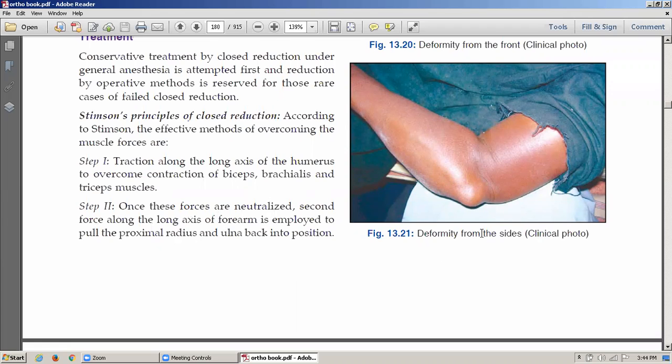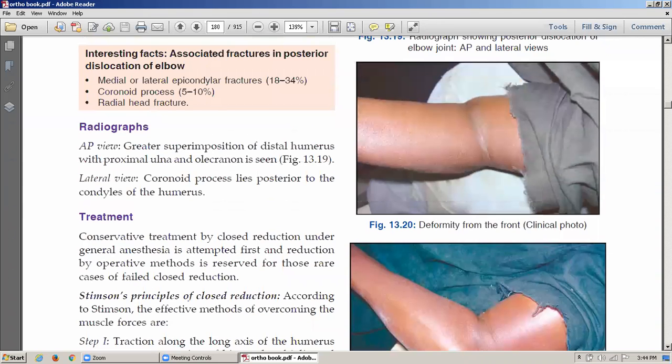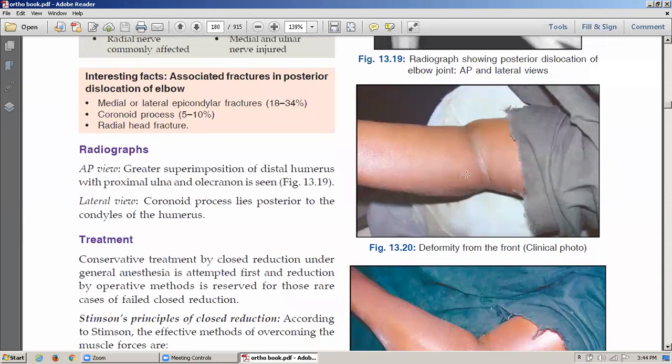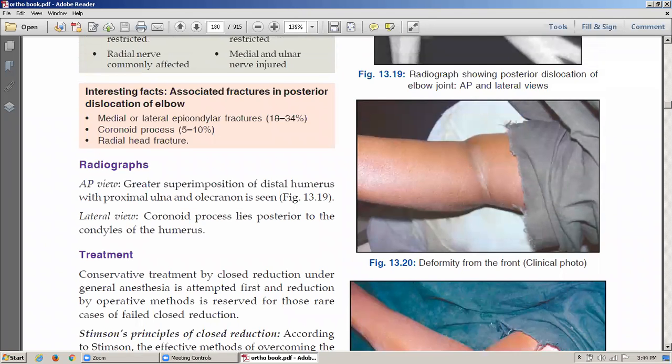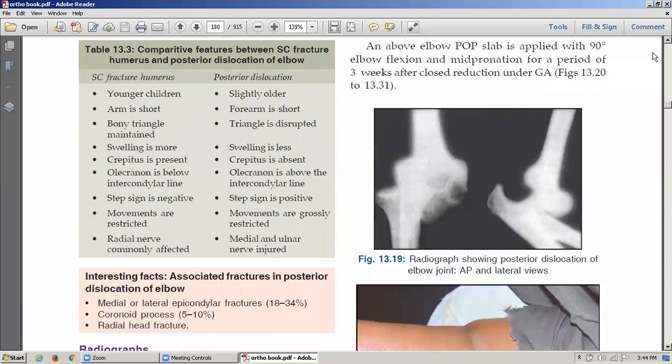So this is the deformity from the side. This is the clinical photo. This is the deformity from the front in the clinical. Then this is a radiograph which shows the posterior dislocation of the elbow joint in AP and lateral view.